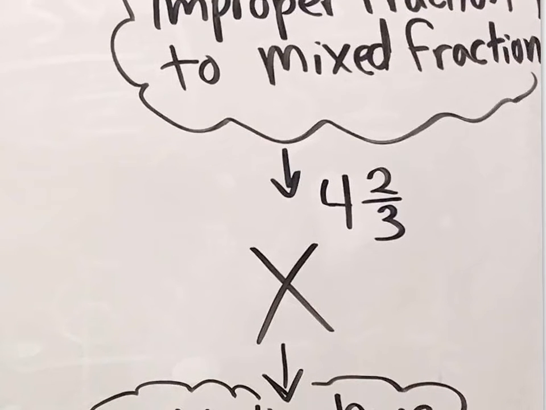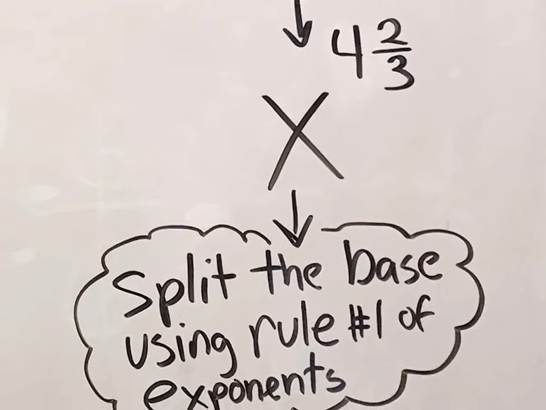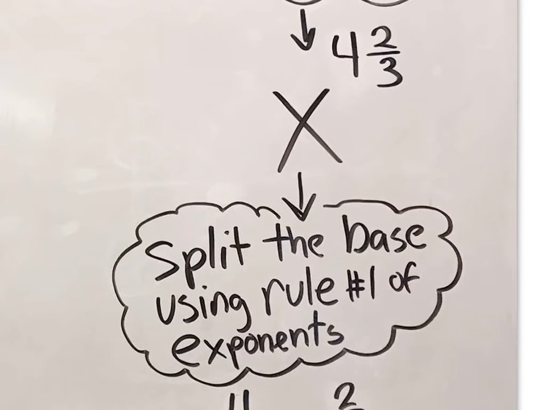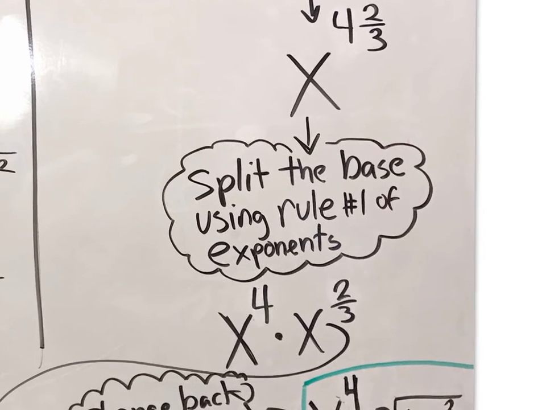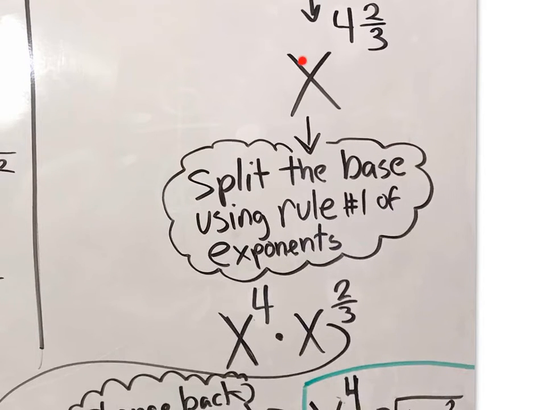Now from here, we're going to split the base using rule 1 of exponents backwards. Now it's as simple as this. Your x is going to become 2 x's with multiplication between them. The whole number 4 is going to go on the first x, and the remaining fraction is going to go on the second x. Okay, that's the trick that we're supposed to know on this section. Okay, so once you get this, that's your answer, x to the 4th.